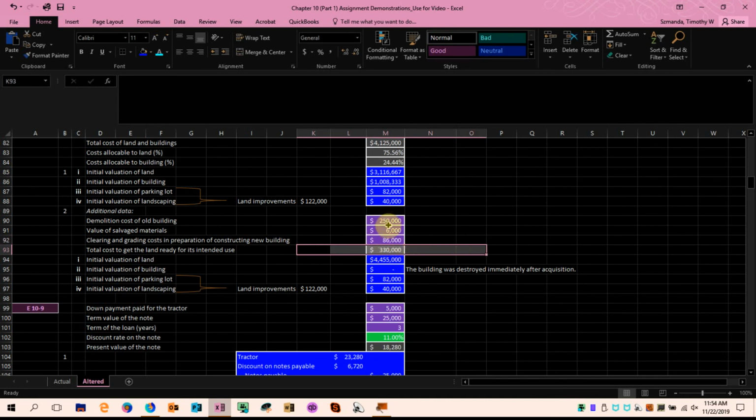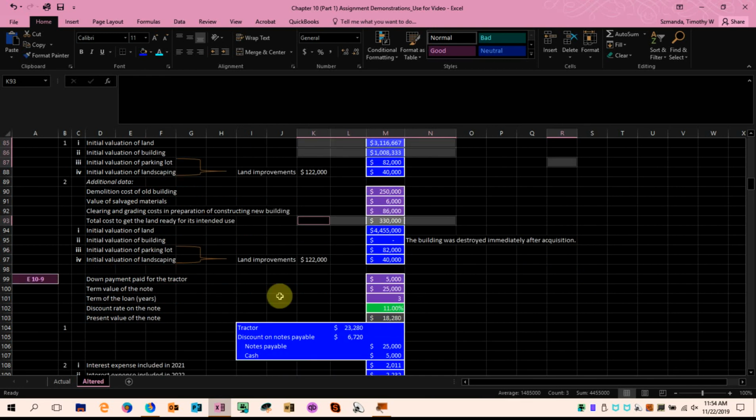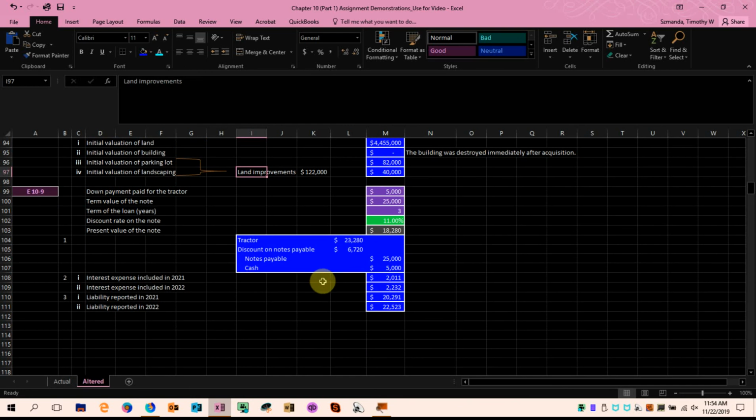$330,000. This $330,000 is the $250,000 demolition costs minus the $6,000 recovery of salvaged materials. And then I added also in the clearing and grading cost to prepare the construction for the new building. I added then together the initial cost of the land, the initial cost of the building, and then the new costs less the salvage value for the value of the land. And nothing has changed regarding the land improvements.